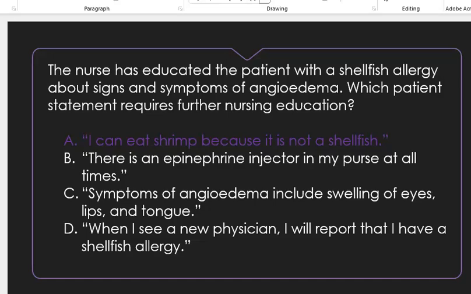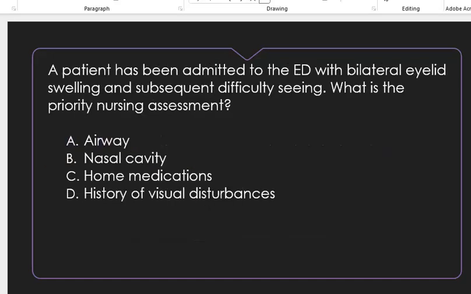The patient should carry an epi injector at all times. Symptoms of angioedema include swelling of eyes, lips, and tongue. Patients should report all allergies to healthcare providers, as we well know.